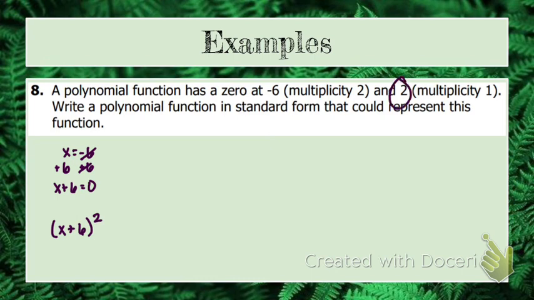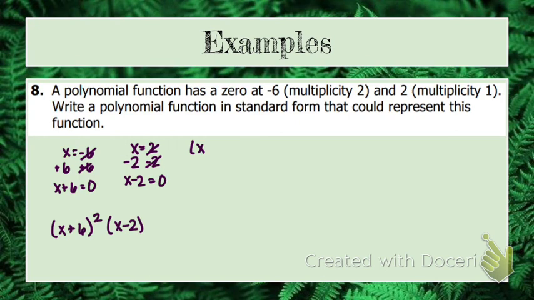Now, our other 0 is at positive 2. So if we got the answer x equals 2, but we needed to figure out what we had set equal to 0, then we need to turn one side to a 0. So in order to do that, we're going to get x minus 2 equals 0. So this was the other linear factor. And it has a multiplicity of 1, but we don't have to write an exponent of a 1. So this is the factored version of our function, but it asks for this in standard form. So we're actually going to have to multiply this all out.